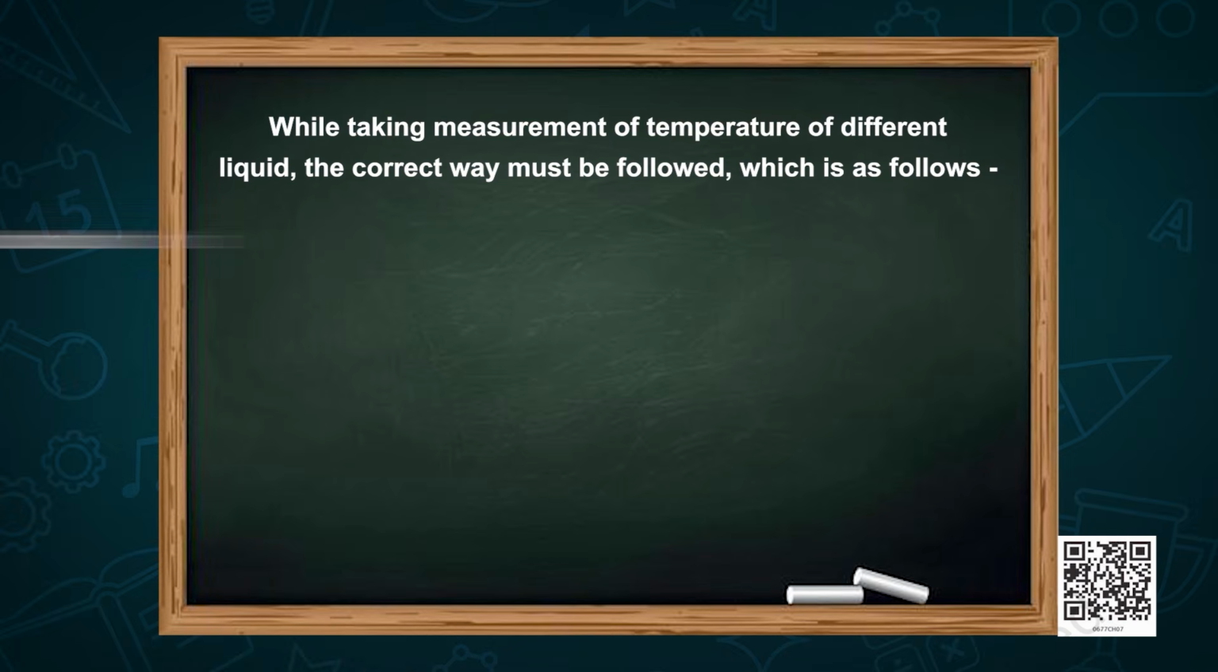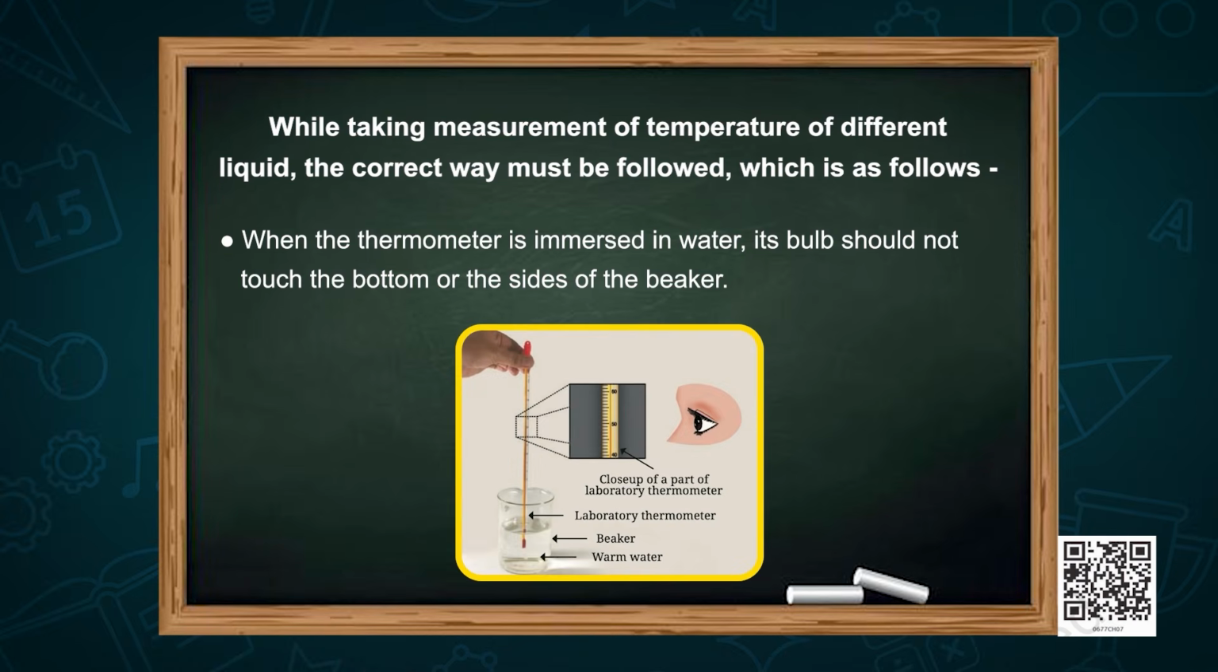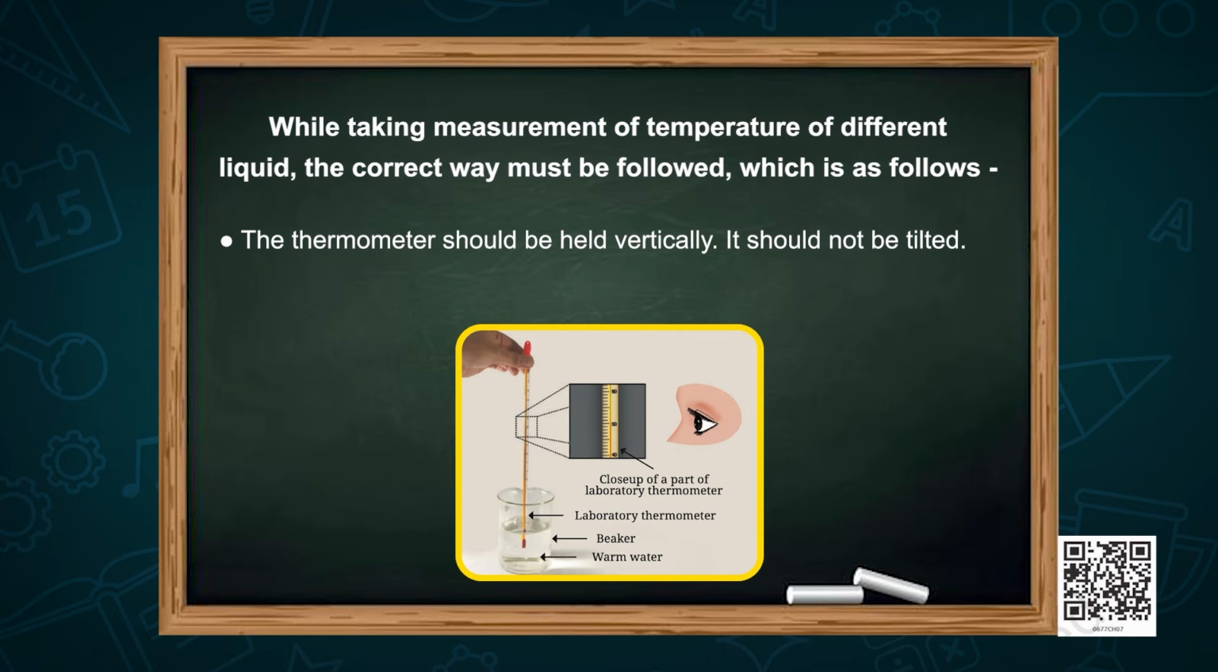While taking measurement of temperature of different liquids, the correct way must be followed, which is as follows. First, when the thermometer is immersed in water, its bulb should not touch the bottom or the sides of the beaker. The thermometer should be held vertically. It should not be tilted. Reading must be taken while the thermometer is immersed in water. While reading the thermometer, the eye should be placed parallel to the thermometer.